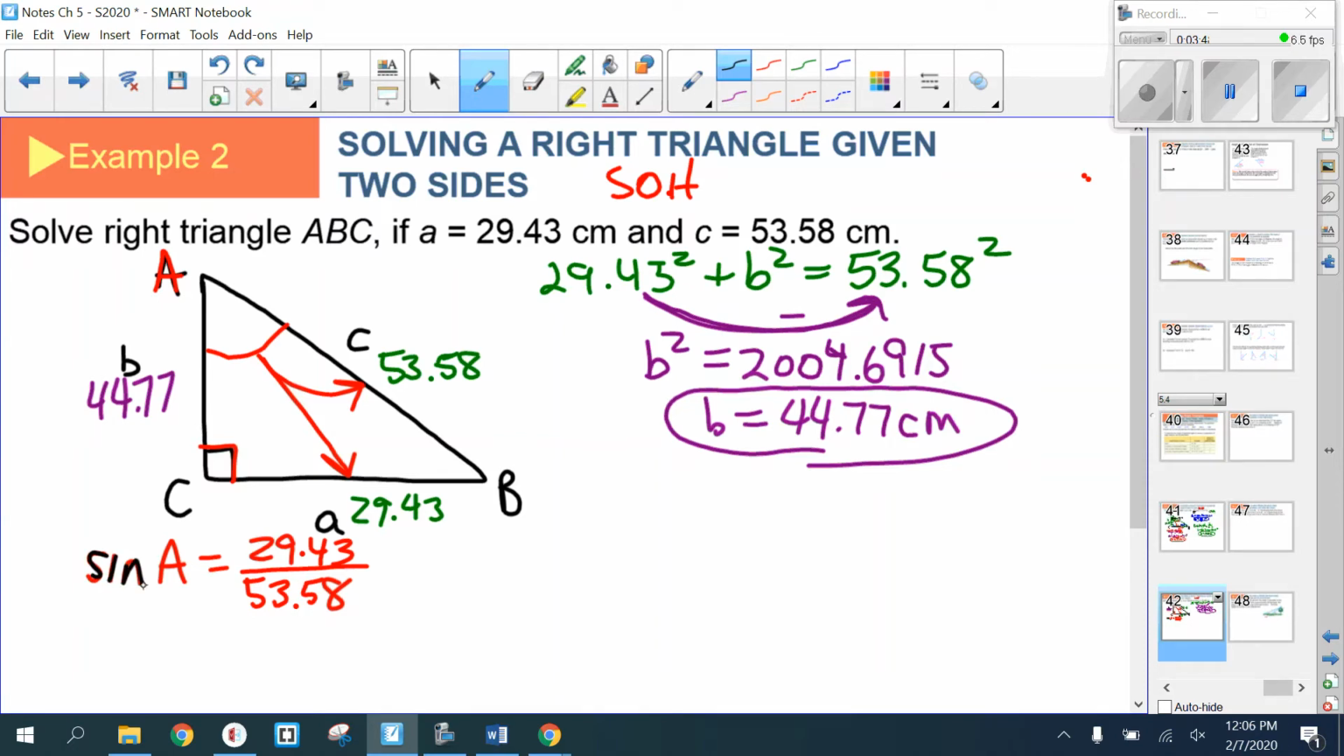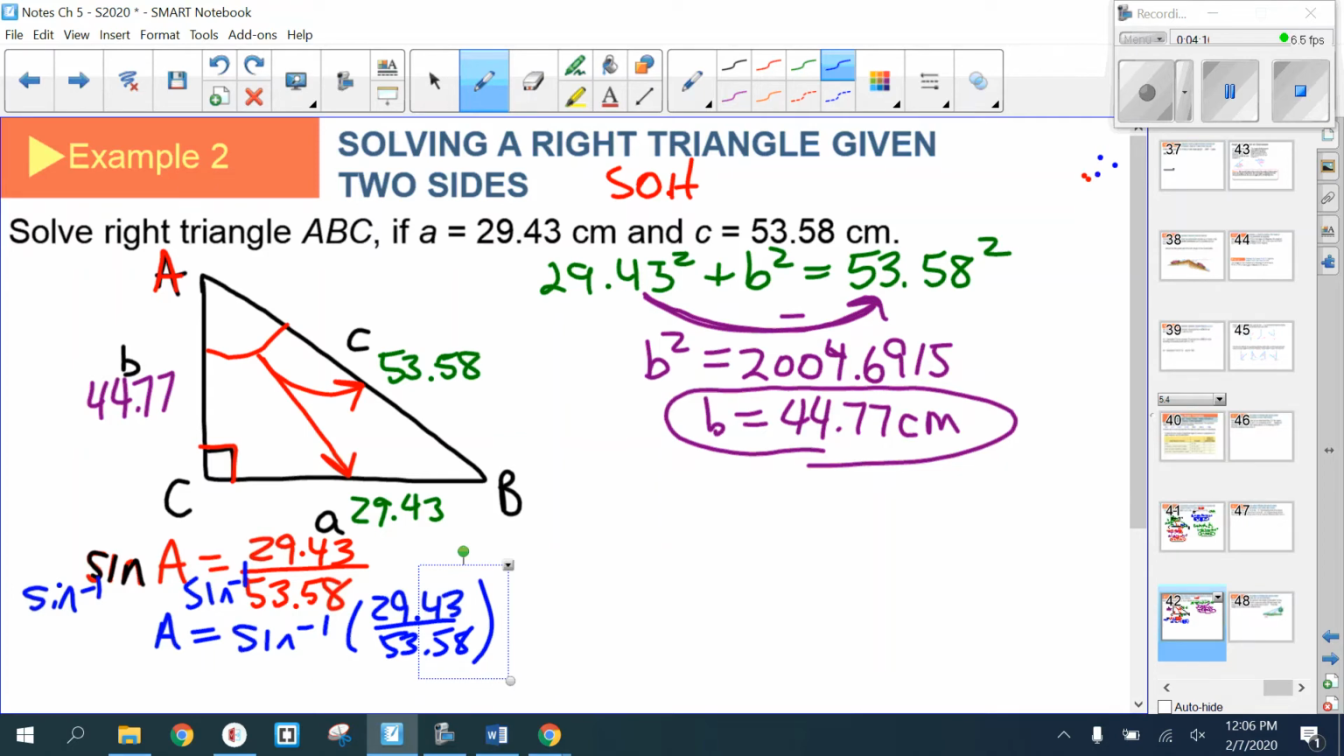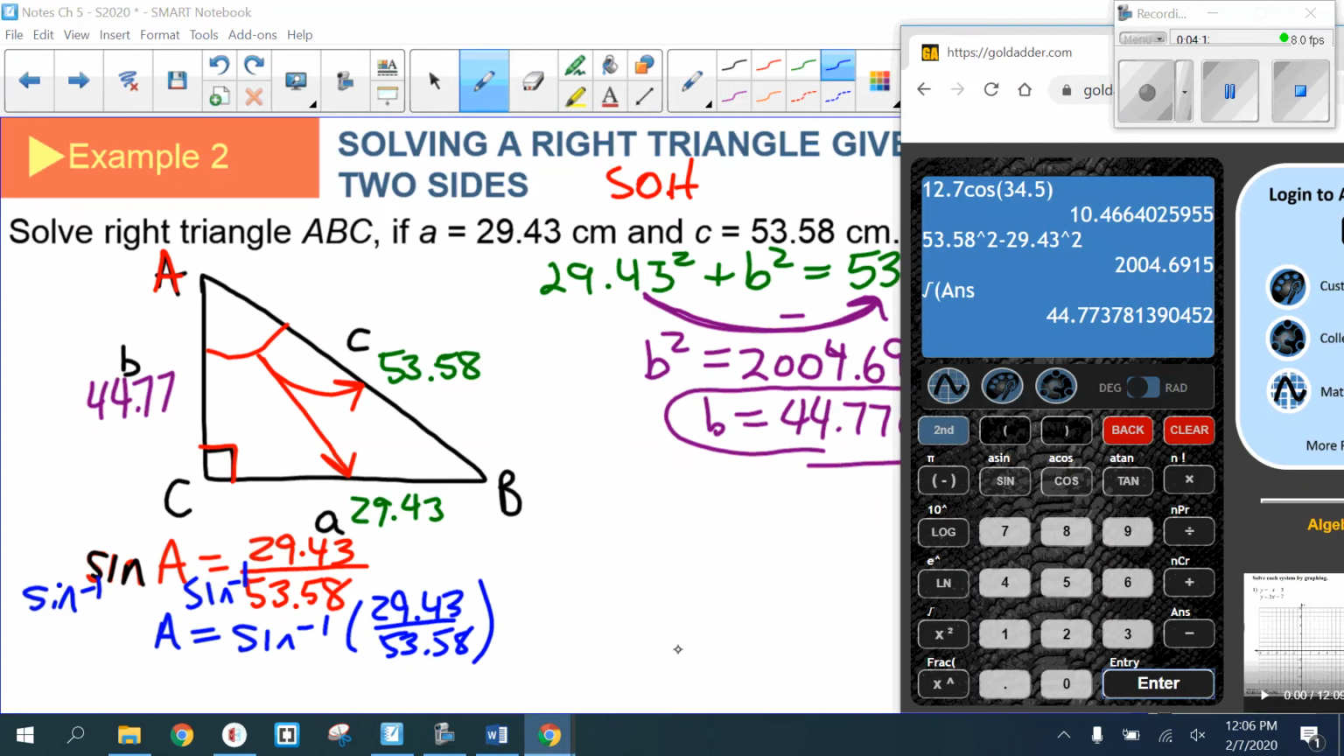We're going to undo a sine. And what's going to undo a sine? Inverse sine. This is not multiplication. We are not multiplying both sides. We are taking the inverse sine of both sides. So angle A is going to equal inverse sine of 29.43 divided by 53.58. And you can divide that out if you want, but I'm just going to plug it all in. We're going to do an inverse sine of 29.43 divided by 53.58.